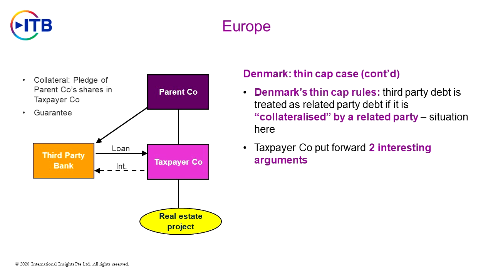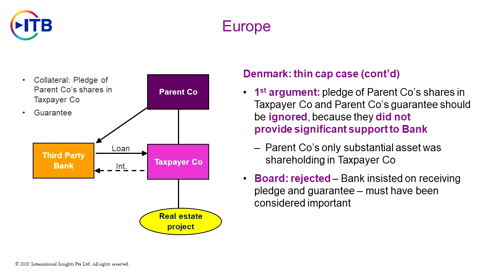However, the taxpayer put forward two interesting arguments. The first argument was that both the pledge of the parent's shares in the taxpayer and the parent's guarantee should be ignored because they did not provide any significant support to the third-party bank. According to the taxpayer, the parent's only substantial asset was its shareholding in the taxpayer. That meant that the third-party bank was not in a materially stronger position by virtue of the pledge and the guarantee. The board rejected this argument on the basis that the third-party bank insisted on receiving the pledge and the guarantee, and thus they must have been considered as important.